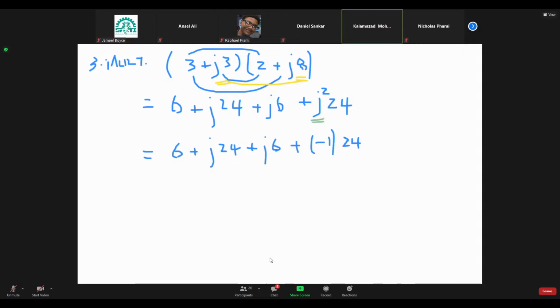All right, and now we simplify. So you're going to get 6 minus 24 is minus 18, and 24 and 6 is j30. Everybody okay with that? Yes, sir. All right, try another one.